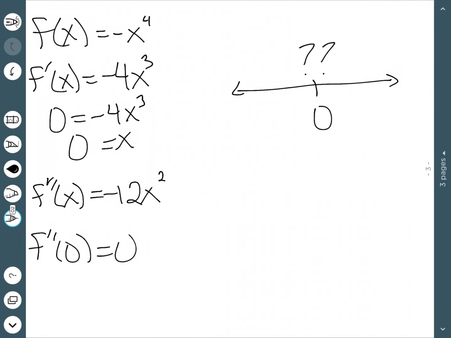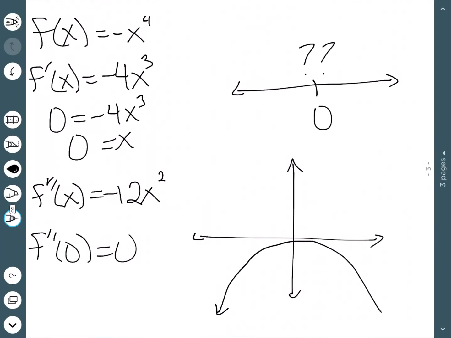So what happens? My second derivative test tells me what happens when this number is positive and when it's negative, but not when it's equal to 0. Well, negative x to the fourth looks something like this. Kind of missed the graph here, but it is a maximum. Does that mean that every time the second derivative is equal to 0, we get a maximum? Well, let's look at another example.